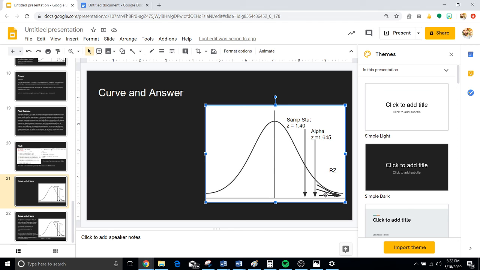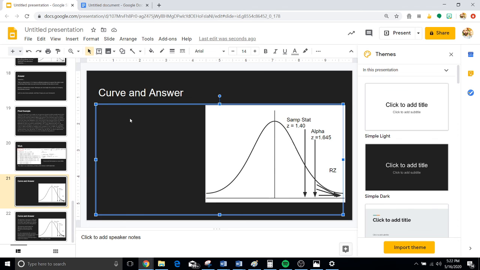So what does this mean? It means we cannot reject the null hypothesis. And if we can't reject the null, then we can't support the alternative. So we can't reject the null, we can't support the alternative. Our claim was our alternative. So in other words, we can't support the claim because our claim was the alternative.